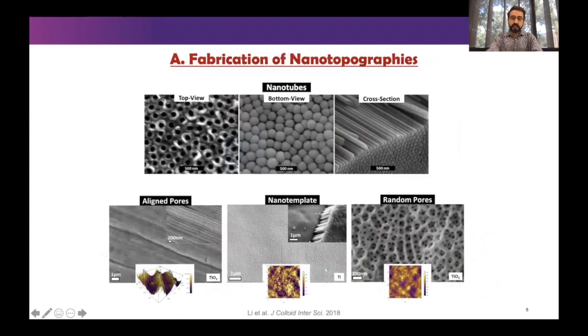Now, we have optimized the fabrication of various nanotopographies. You can see here nanotubes, and we have also more recently been able to fabricate controlled nanotopographies such as aligned nanopores, nanotemplate, and random nanopores. The dimensions of these nanostructures can be controlled, whereas the alignment is also very important because onto these alignments, we can control how the cells behave.